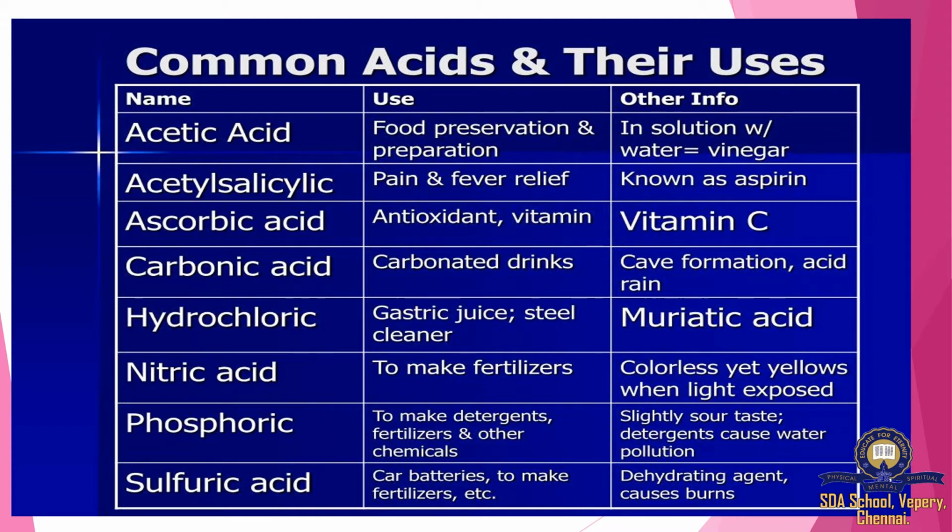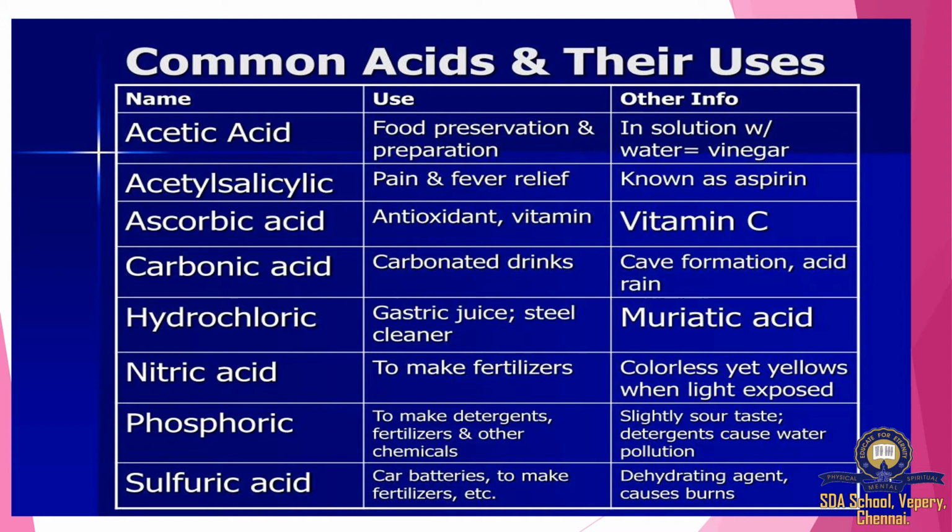Ascorbic acid is an antioxidant and vitamin. The vitamin C tablet has ascorbic acid present in it. Carbonic acid: we know that carbonated drinks, the soft drinks we consume, contain carbonic acid. It is also involved in cave formation and acid rain. Hydrochloric acid is found in gastric juice and is also used as a steel cleaner. Its other name is muriatic acid.